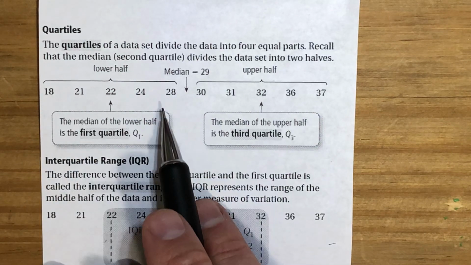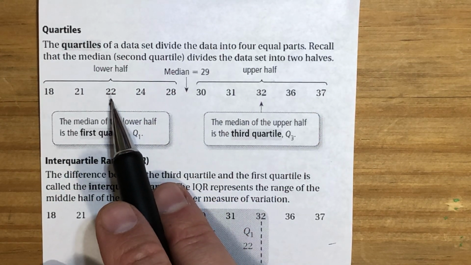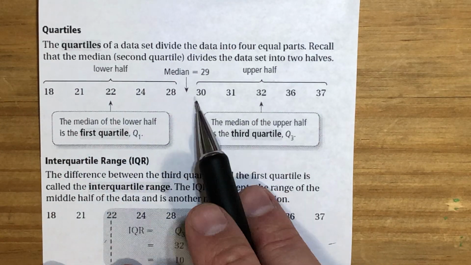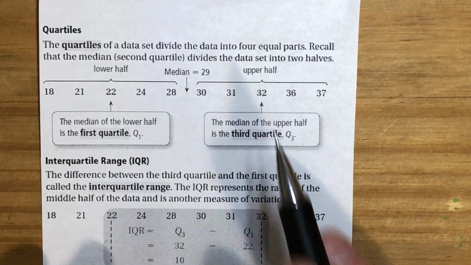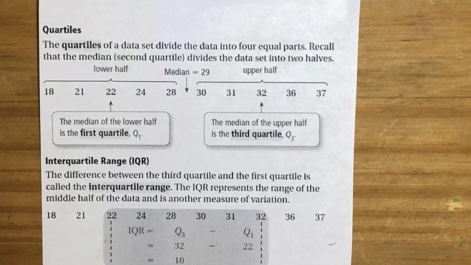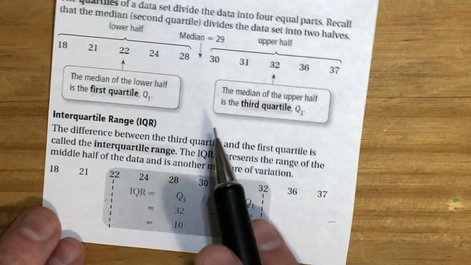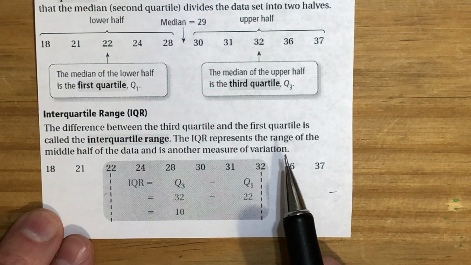You'll note this data set had an even number, just like before. But the lower half of the data had only 5 numbers, so my quartile 1 was part of the data, and my upper half also had 5 numbers. Remember, when you split the data in half, both the lower half and the upper half should have the same number of items. Now, interquartile range is the difference between the third quartile and the first quartile.